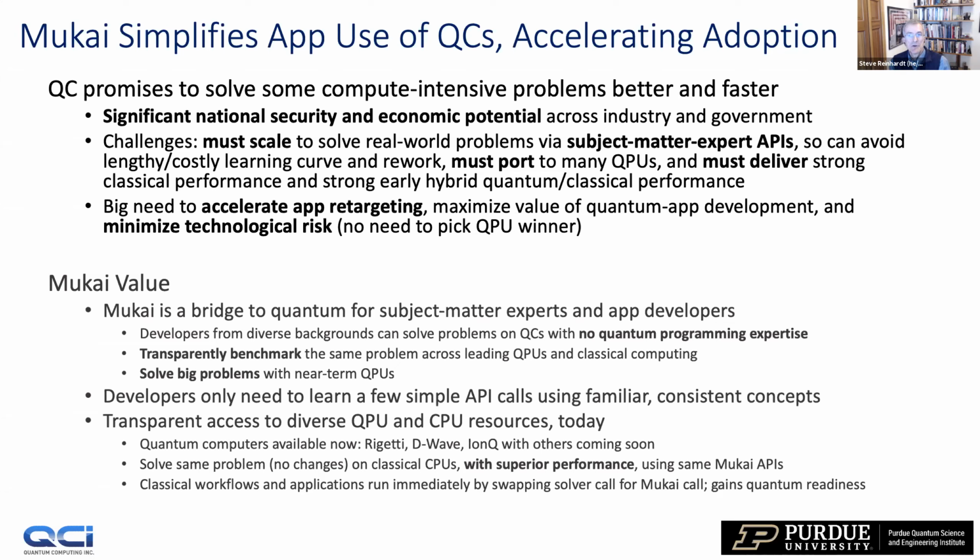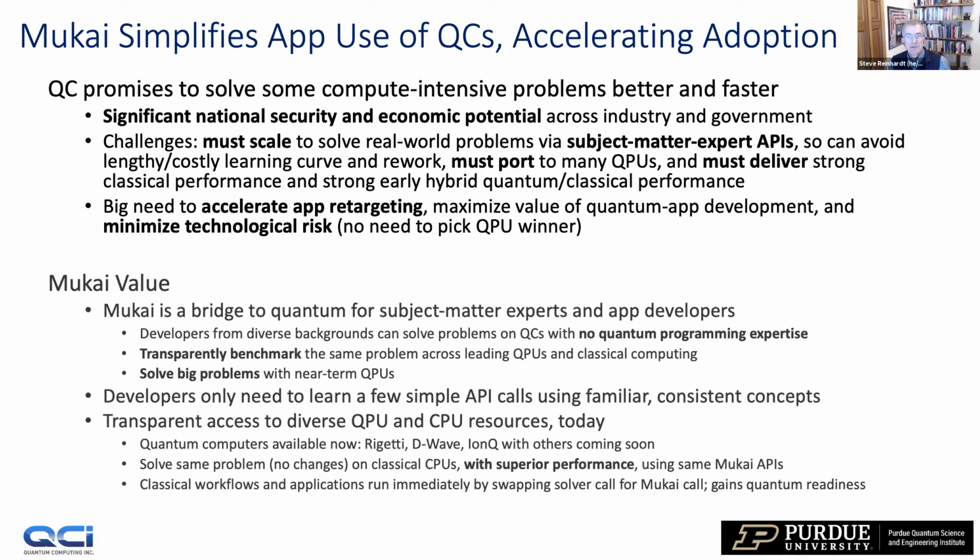There's a big need to accelerate retargeting of applications from purely classical mode to hybrid quantum classical mode. And we also want to minimize technological risk, i.e. we don't want to be locked into a particular QPU. You want to be able to shift because all of us want to be able to run on the best, fastest QPU at any point in time as that unfolds.